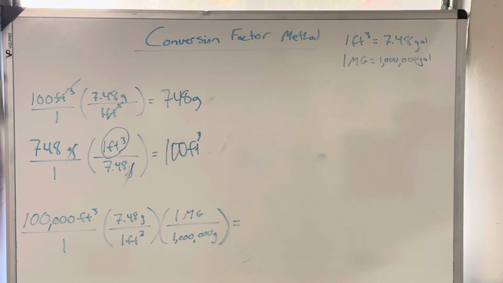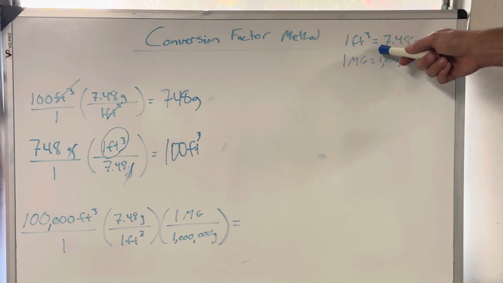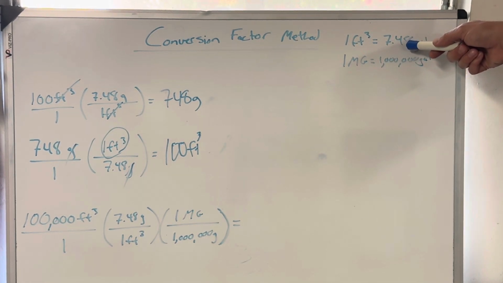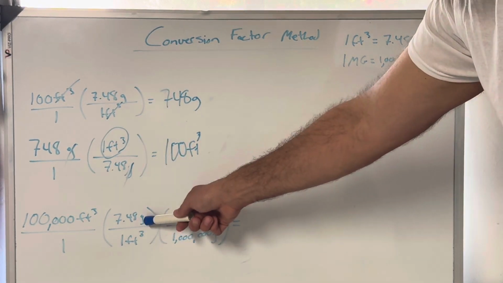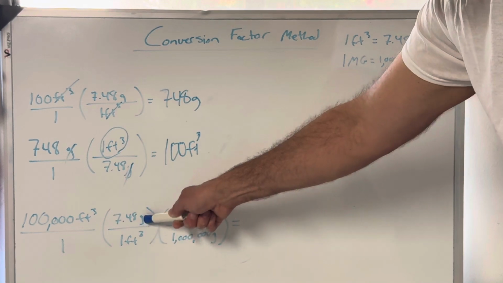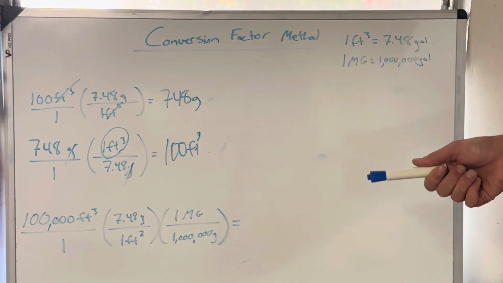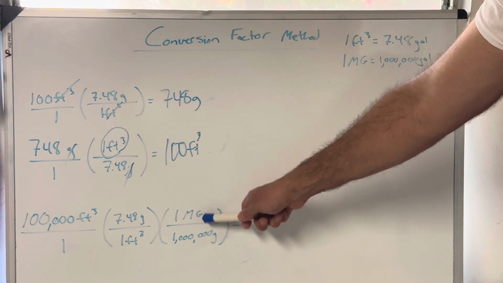So the first thing I'm going to do is write out 100,000 cubic feet divided by 1 to create my fraction. And then I need to think, I'm going to convert to gallons, right? So what do I need? I need my 1 cubic foot to 7.48 gallon ratio, or conversion factor rather. So 7.48 gallons over 1 cubic foot, because gallons is what I want. I want to get rid of cubic feet. And then now I need to take it to MG. 1 MG per 1 million gallons.